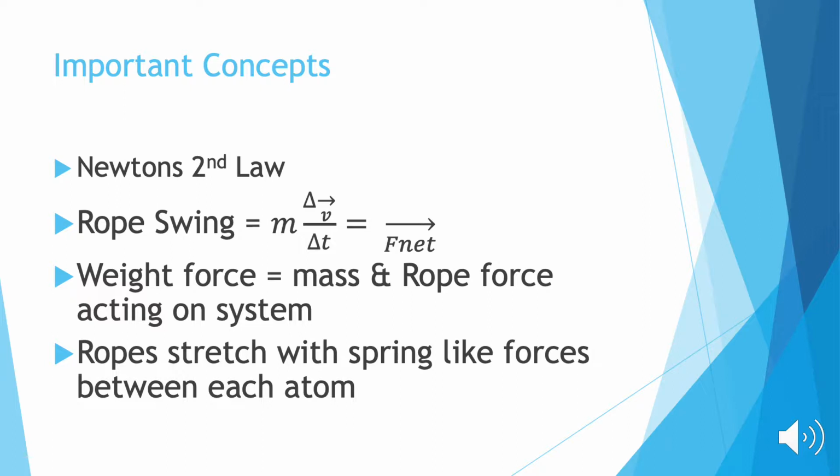Some important concepts to note are Newton's second law, which plays an important role on the acceleration of the spring as it is released, and then the rope swing equation, which is mass times change in velocity over change in time equals the net force, and then how weight force equals the mass and the rope force acting on the system, and then how the ropes stretch with the spring-like forces between each atom, allowing us to treat it as a spring mass system.